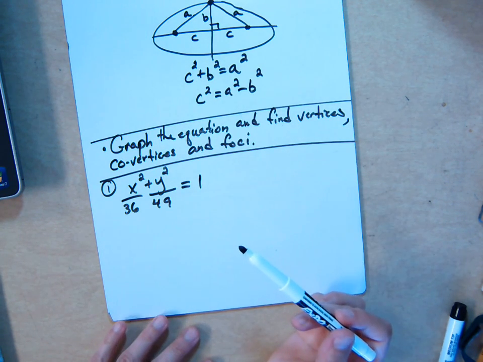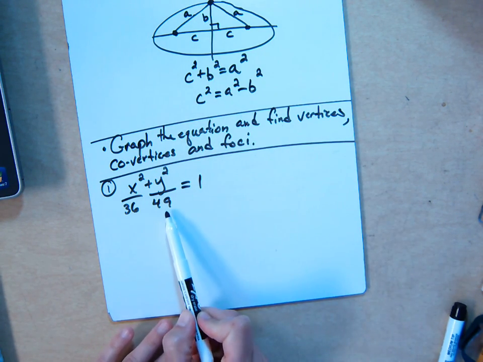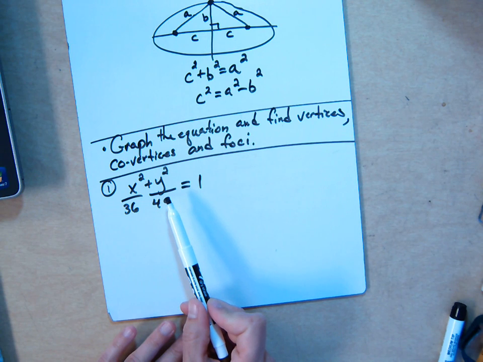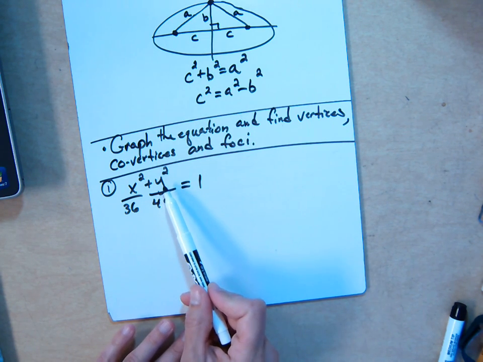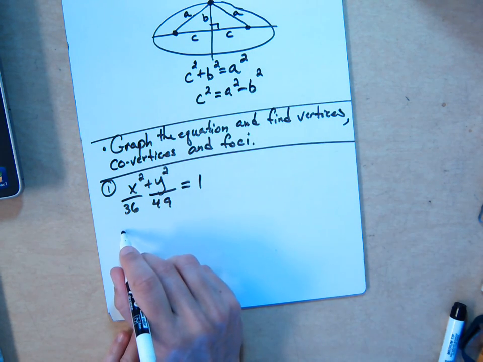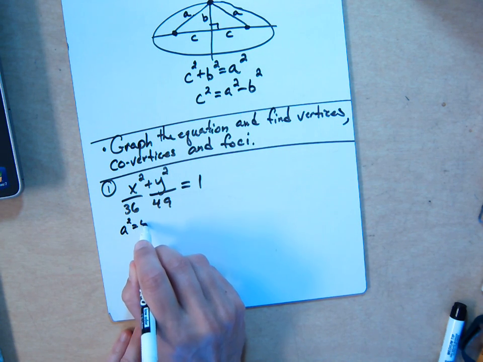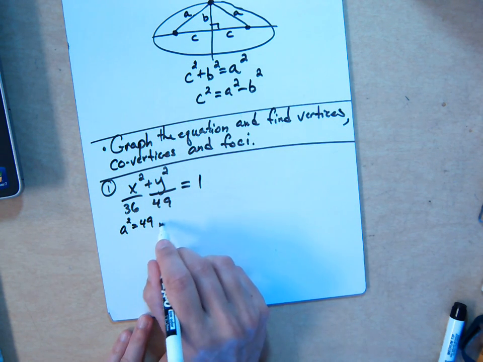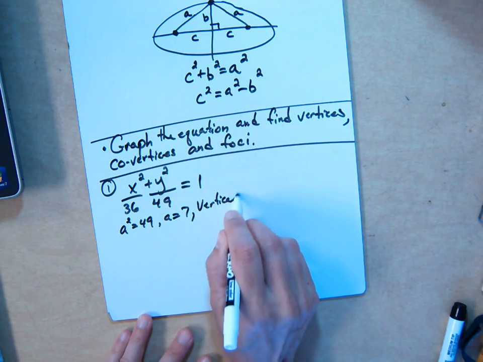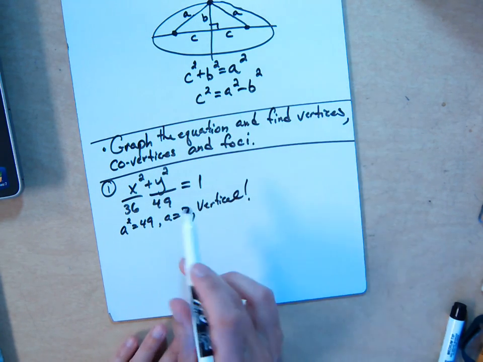The very first thing you should look for is, oh, the bigger number is under y. So is this a horizontal ellipse or a vertical? It's vertical. It stretches along the y-axis. So I'm going to sketch a picture so I know that a squared is the bigger number. So a squared is 49, and so a is 7, and I'm going to write vertical just to remind myself.